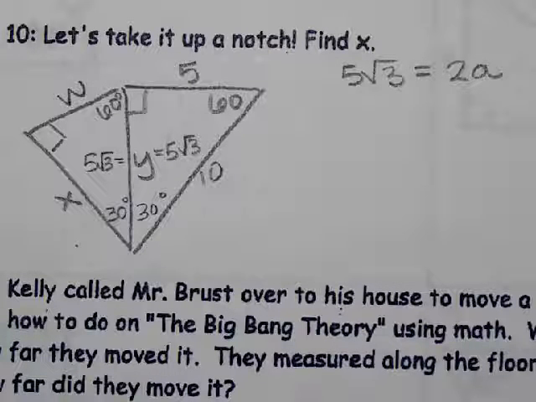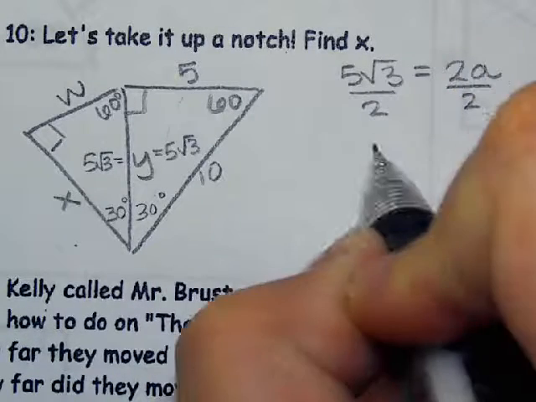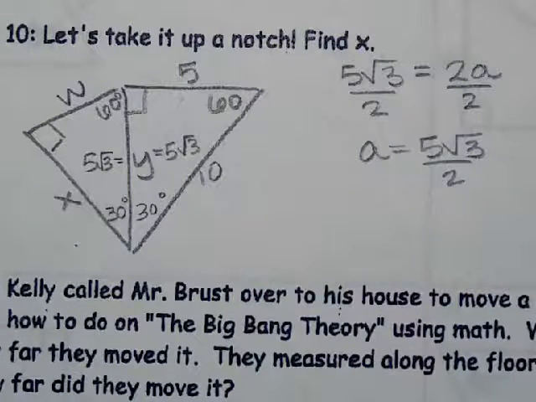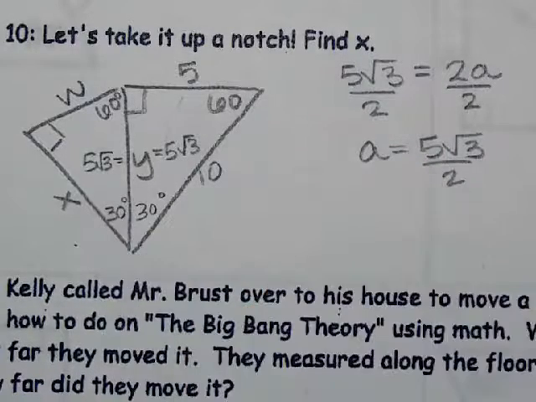Alright, so what do we do? Divide by 2. Okay, so a equals 5 root 3 divided by 2. Okay, so that wasn't the worst thing that's ever happened to us. Okay, so if a is 5 root 3 over 2, then what variable is that? W. Okay, so W is right across from 30. So W is a, 5 root 3 over 2.